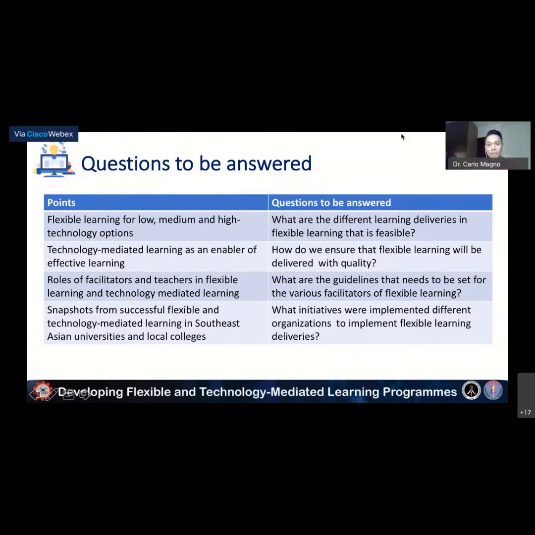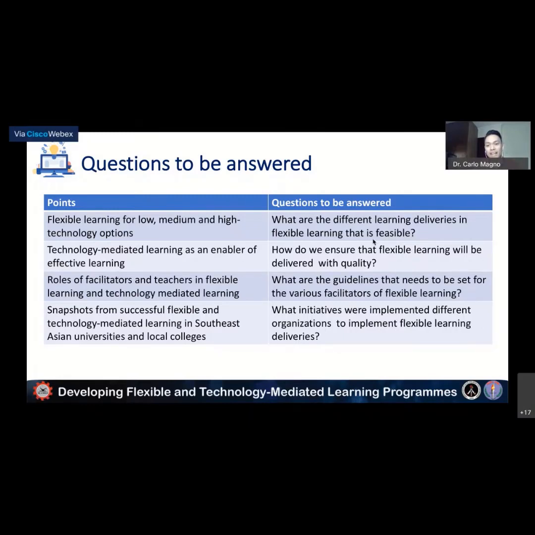These are some of the points that we are going to talk about in my presentation, and I have converted these points into specific questions. The first point is, what are some of the different learning deliveries of flexible learning? And we provide a particular framework on how we understand these different modalities. The second one is, how do we ensure that flexible learning is actually delivered with quality? And how do we now use the standards that we have developed?